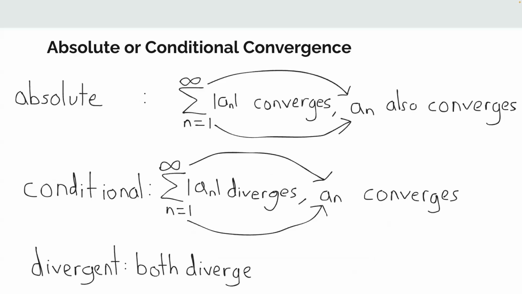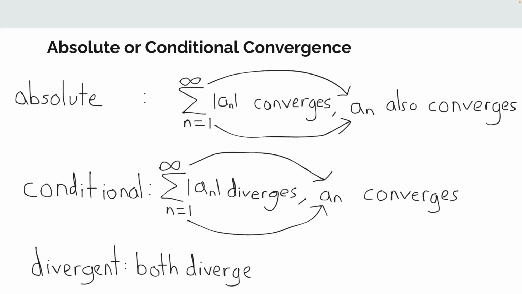Okay, absolute versus conditional convergence. Absolute convergence means that if the absolute value of all terms of a series a of n converges, then the normal series will also converge. The sum of the infinite normal series will also converge if the absolute value of the series converges. Conditional convergence means that the absolute value diverges, but the actual series converges, and divergent means that both diverge.